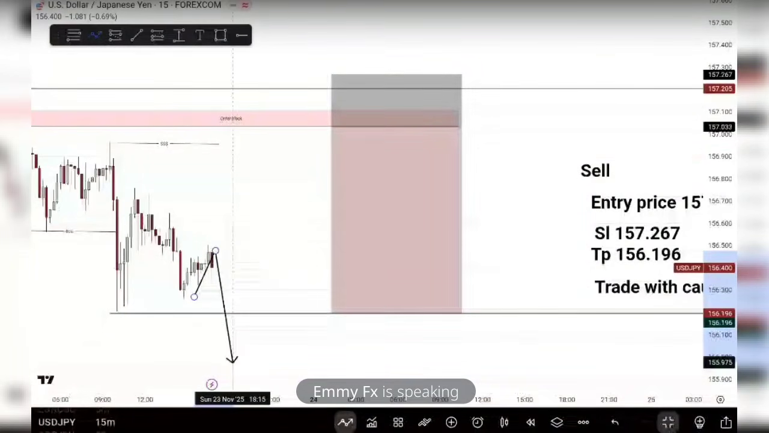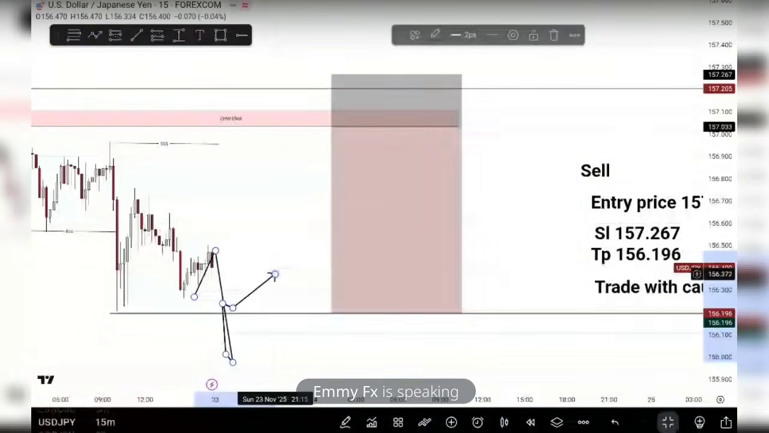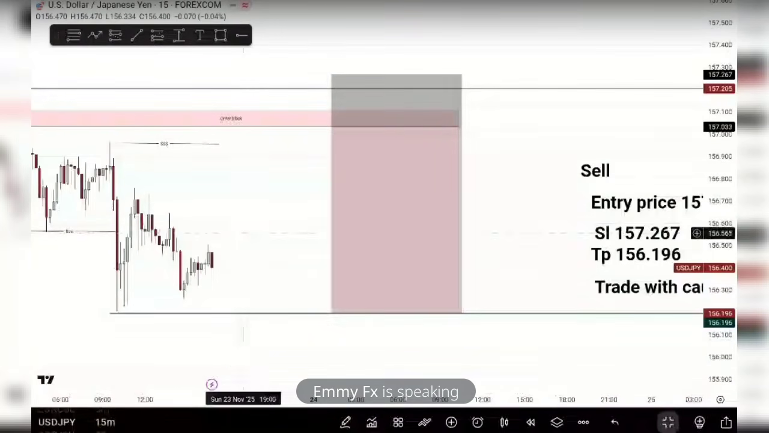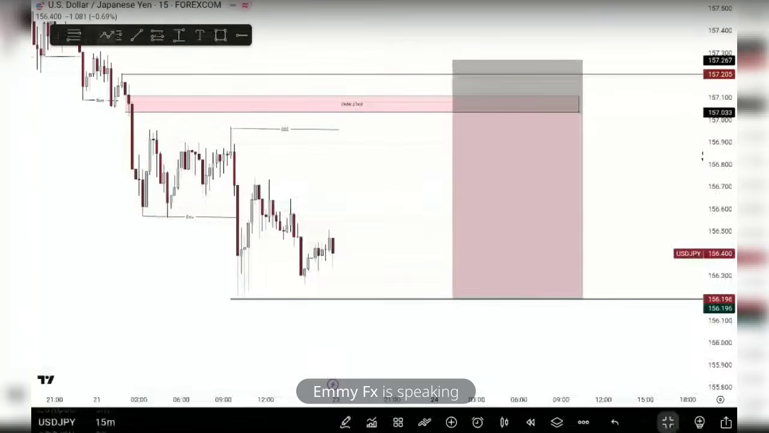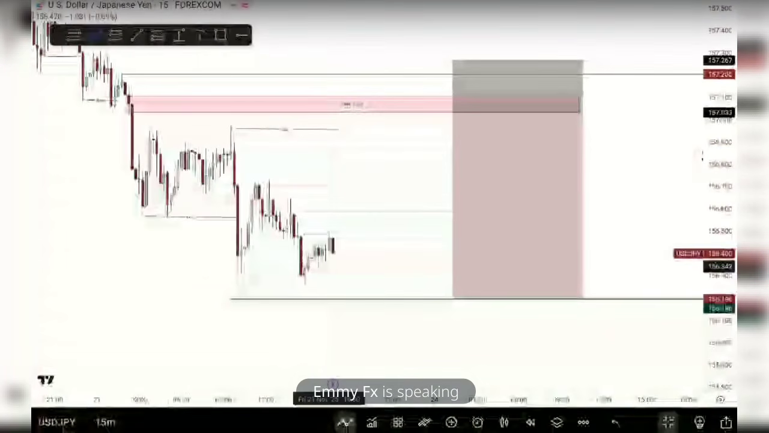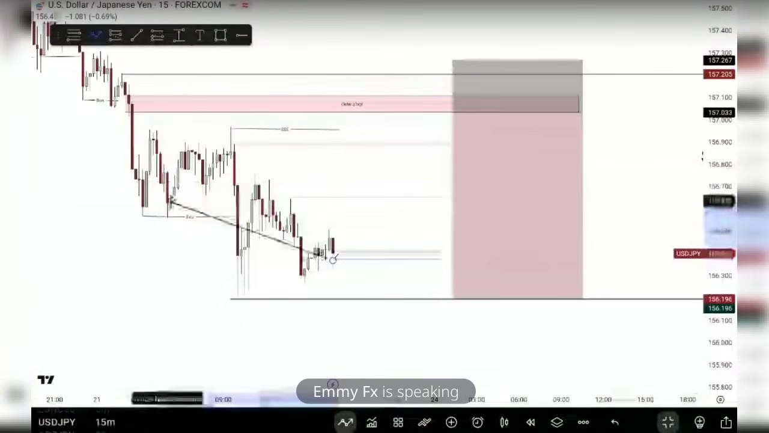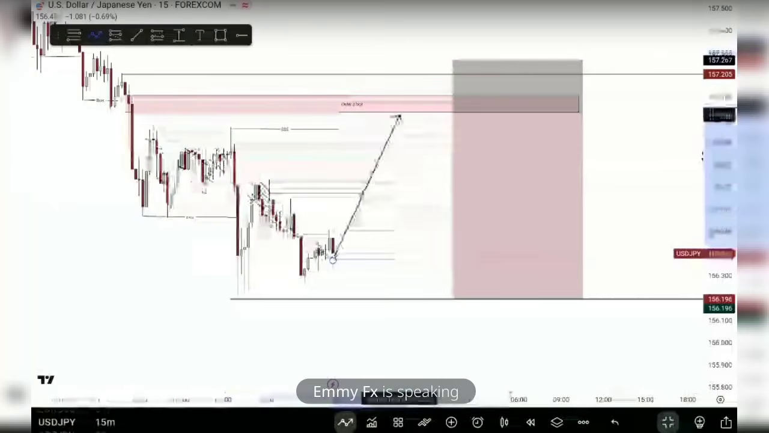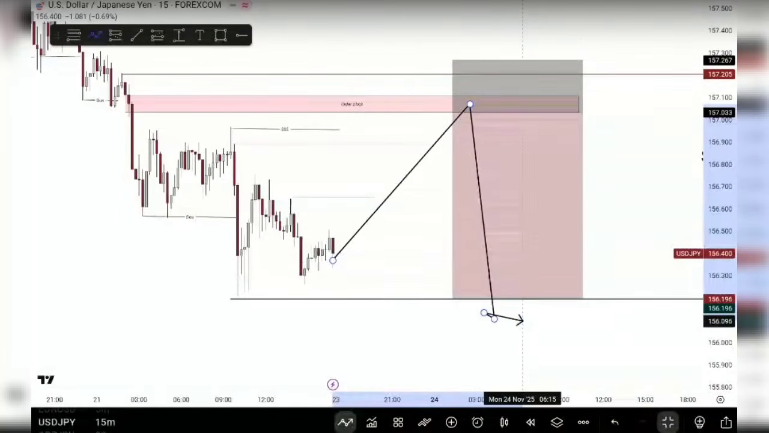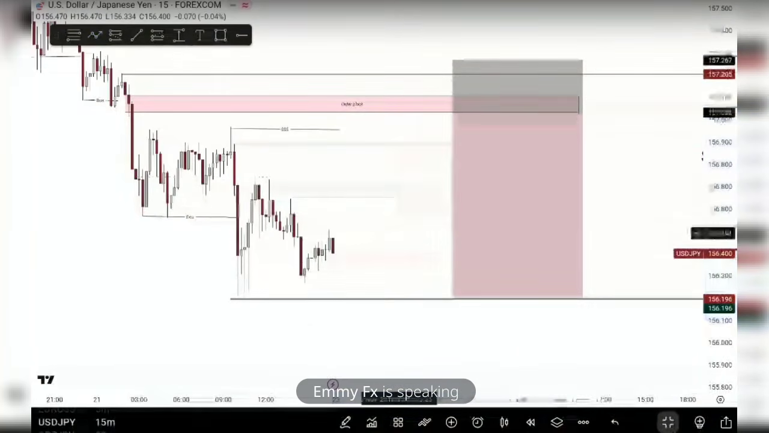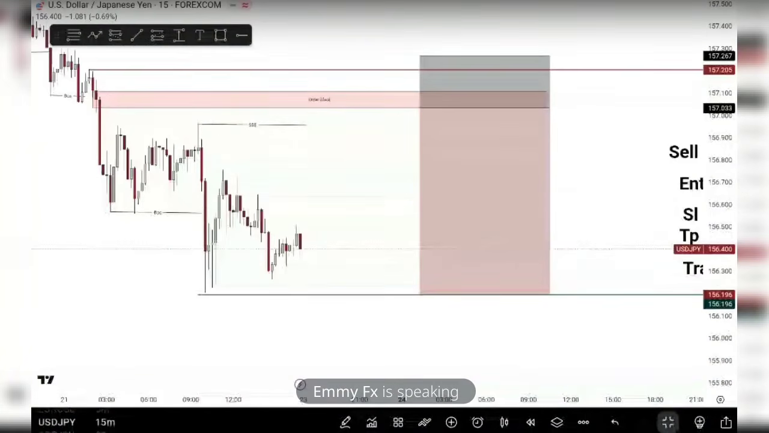The market is full of uncertainty, but for us to look for a sell, this is a great place for us to look for a sell. Anyway, price is going to react, but for us to look for a sell, we are going to sell it to the downside. So this is going to be the setup for USD JPY.